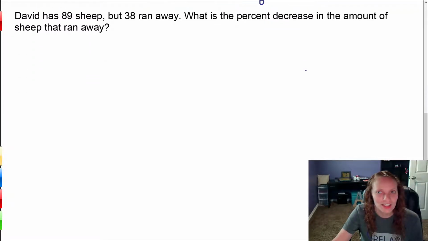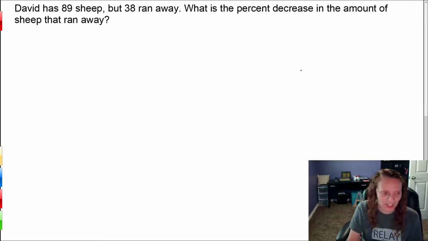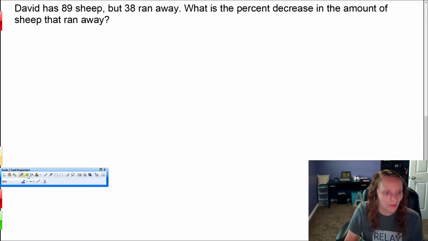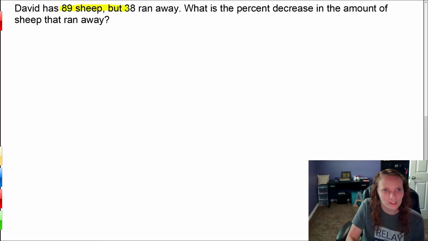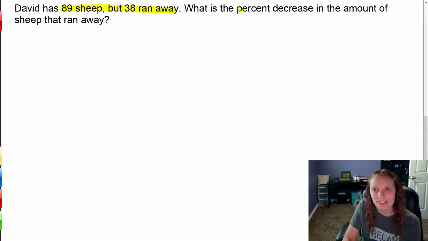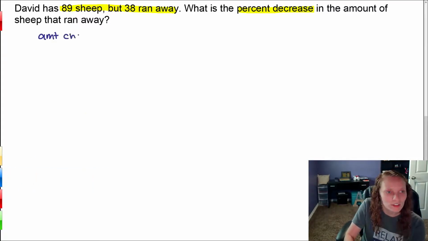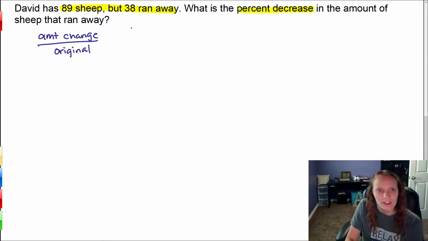Alright, let's try the last one. So David has 89 sheep, but 38 ran away. What is the percent of decrease in the amount of sheep that ran away? So remember the amount of change over the original. Now, we know that 38 ran away, so he lost this many sheep. So this is the amount of change.